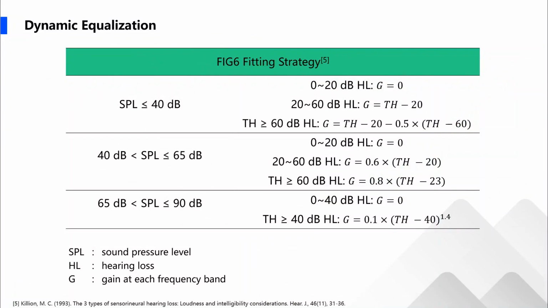The NAL-R fitting strategy employs a loudness normalization ratio. Only threshold data are employed in generating fitting targets. The fitting strategy provides targets for low, middle, and high input levels.